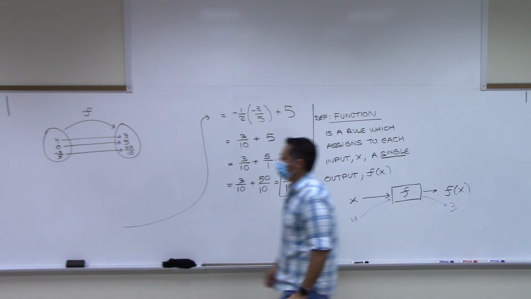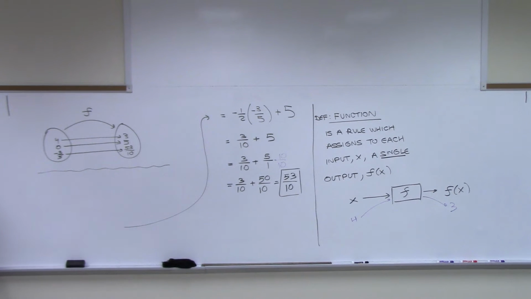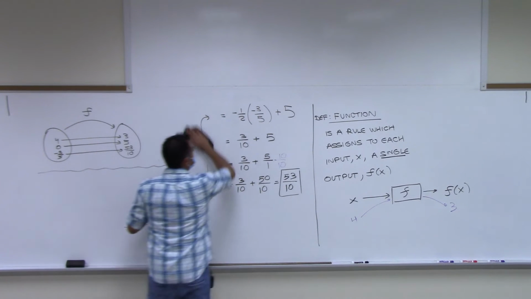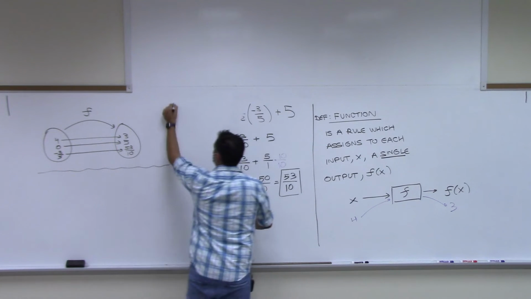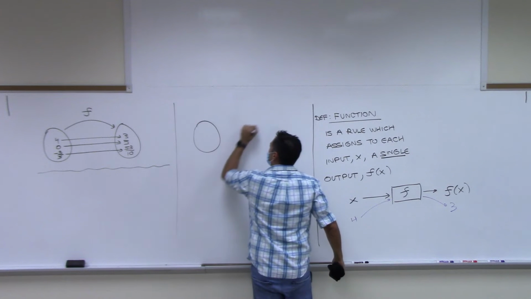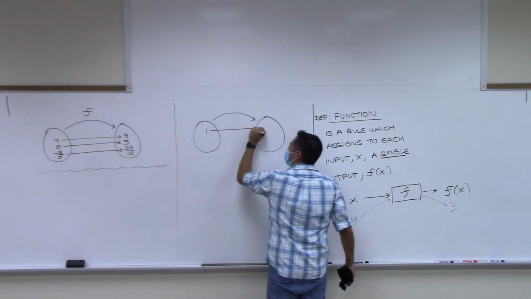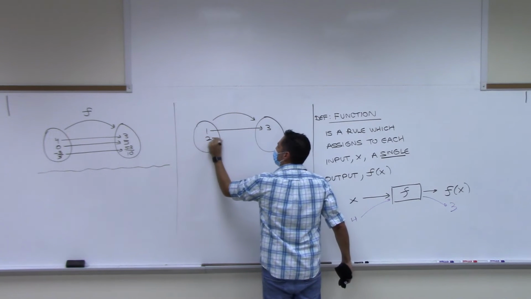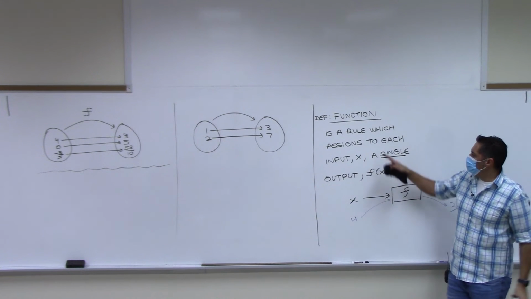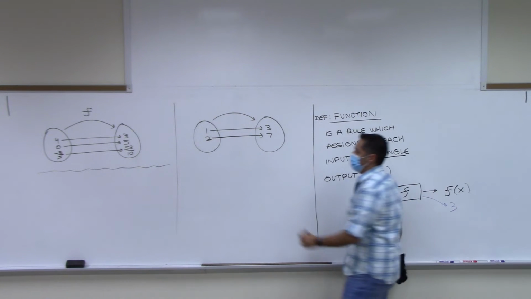So let me show you an example of something, and you tell me if this is a function or not. Right, so forget this example. I'm just going to give you a brand new one. Let me do it right here. So let's say we have this scenario happening. I tell you that 1 goes to 3, 2 goes to 7. So far, is that a function? For every single input, does it go to a single output? Yes? Okay.